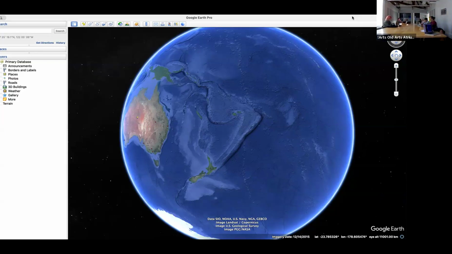So we can see our map here. We've got Australia, we've got New Zealand, we've got New Caledonia, we've got Fiji up here, we've got Samoa, and towards the north end of this trench about here, we have Tonga.